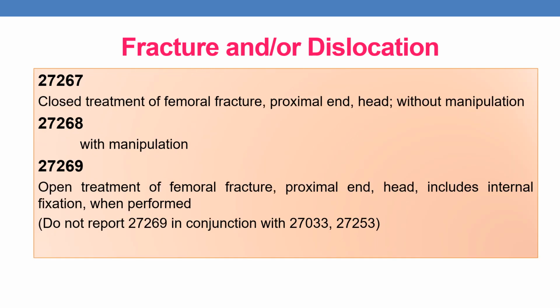The next is 27267. It deals with closed treatment of femoral fracture, proximal end head without manipulation. The next, 27268, deals with closed treatment of femoral fracture, proximal end head with manipulation. The next is 27269. It deals with open treatment of femoral fracture, proximal end head, including internal fixation when performed. And do not report 27268 in conjunction with 27033 or 27253.